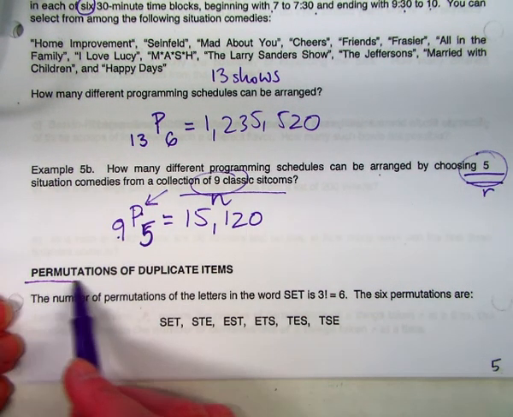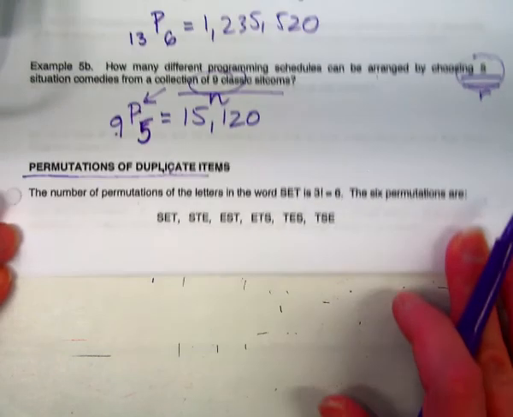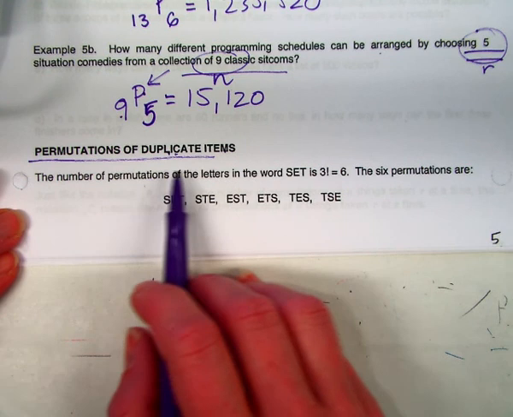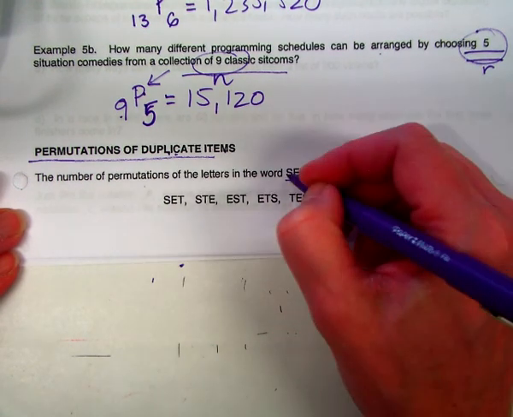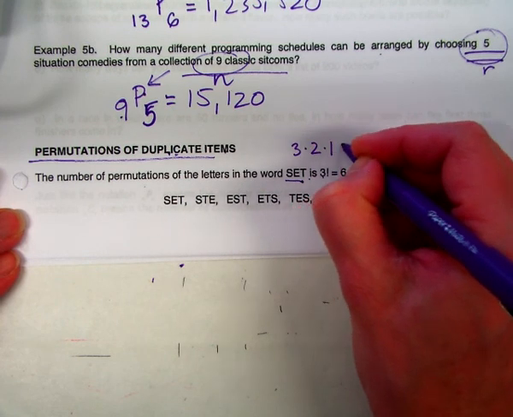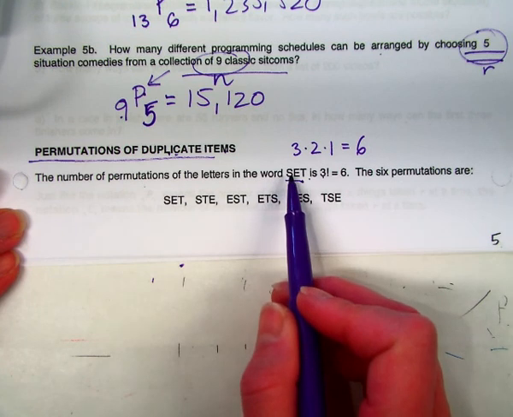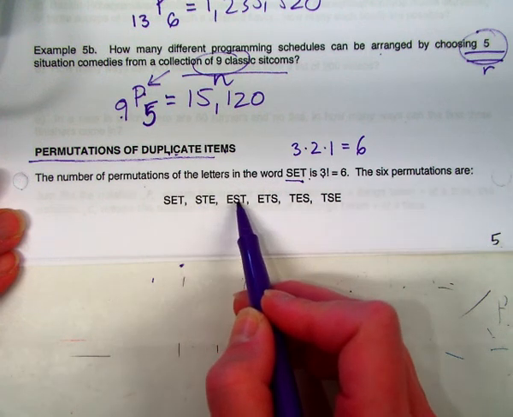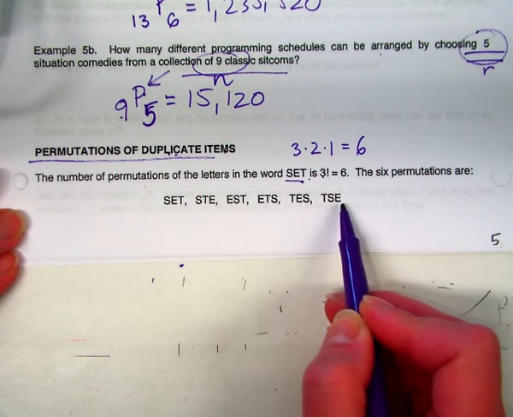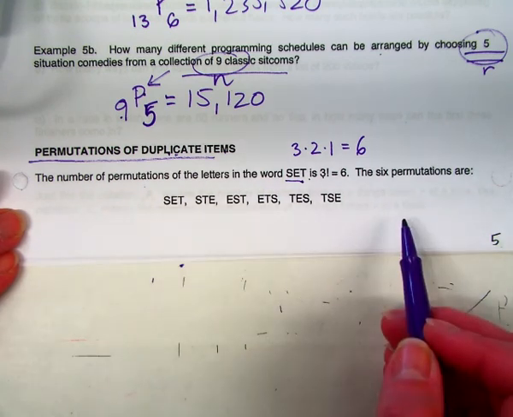Now, what about permutations of duplicate items? What that means is if something is repeating. Here's one example. The number of permutations of the letters in the word SET is 3 factorial, which is 6, because that means 3 times 2 times 1, if you're rearranging the letters. In how many ways can you rearrange this? Well, S-E-T is the original. You could switch T and E. So it's S-T-E, E-S-T, E-T-S, T-S-E. Those are the only possible ways to rearrange it. Does that make sense? So there's 6 of them.